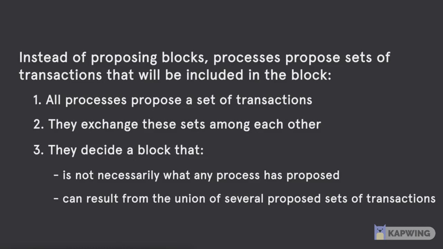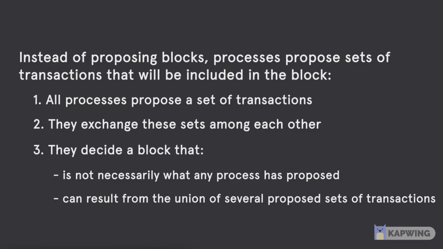First, all the processes propose a set of transactions. Then they exchange this set of transactions between themselves. From there, the processes decide a block. By doing this, they decide on a block that is not necessarily what any individual process has proposed. Likewise, the decided block can be the result of the union of several proposed sets of transactions.